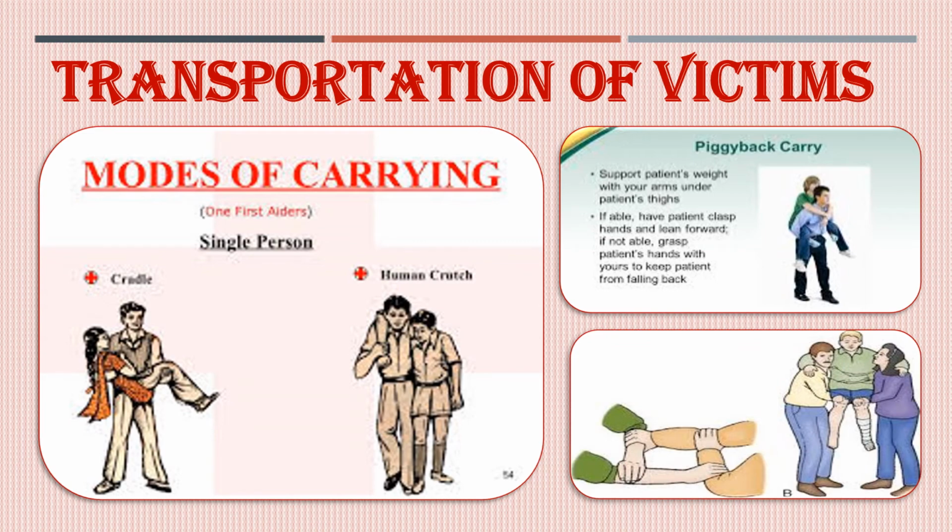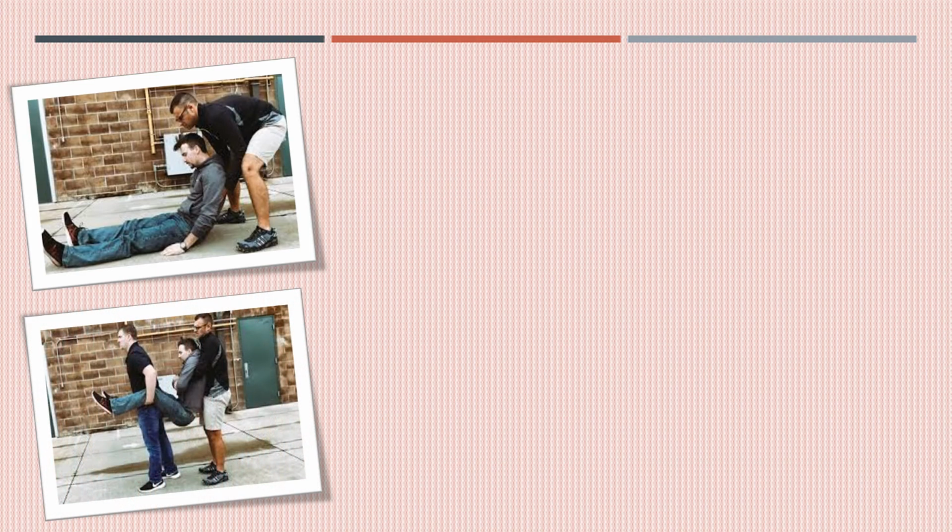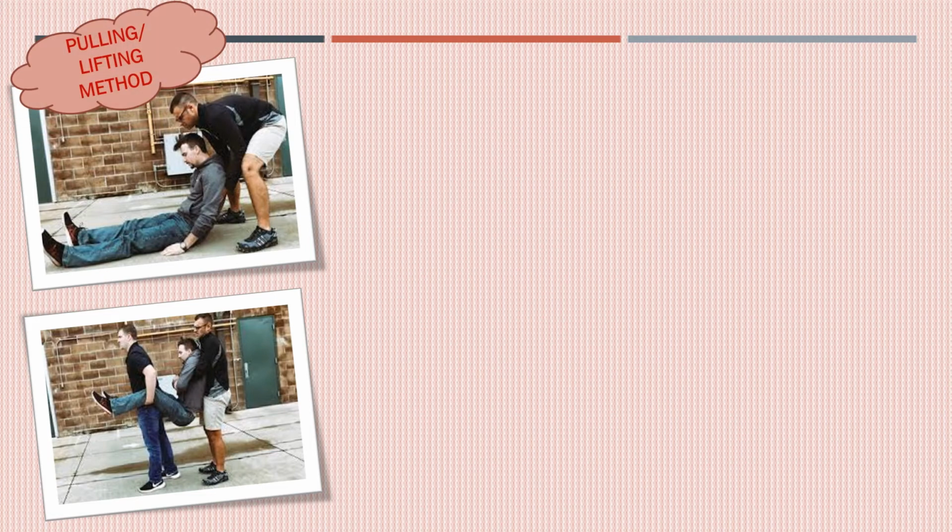Another method you can see here where both people interlock their hands and make a four-hand chair and then carry the victim on that four-hand chair. Some other methods are when the patient is injured, instead of lugging him up, you just put your arms underneath his shoulders and drag him to wherever you want to drag him. Or if there are two people to help out, one carries his legs, the other carries under his shoulders and carry him, supporting him properly. Now this is called the pulling or the lifting method.